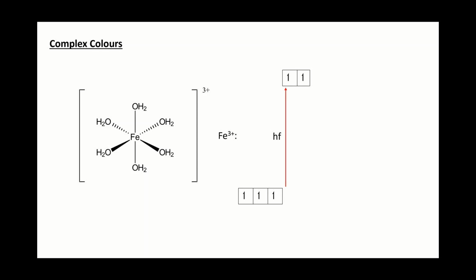The light that is not absorbed, however, has all of the unabsorbed frequencies combined together. These combined frequencies are then emitted back to us as a singular colour, and in this case it will be the yellowy brown colour that we see.